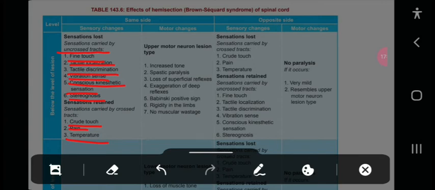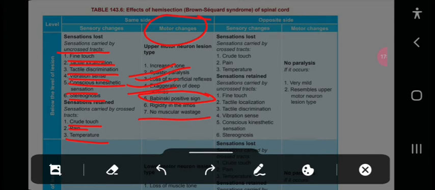Motor changes: upper motor neuron lesion type, increased tone, spastic paralysis, loss of superficial reflexes, exaggeration of deep reflexes, positive Babinski sign, rigidity in the limbs, no muscular wasting. Motor changes on the opposite side: this was of the same side and this is of the opposite side.